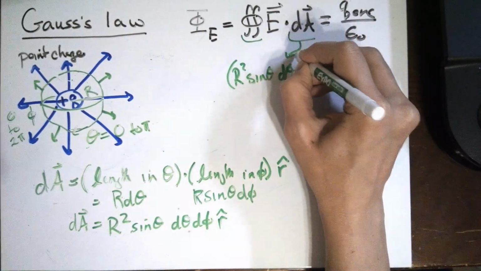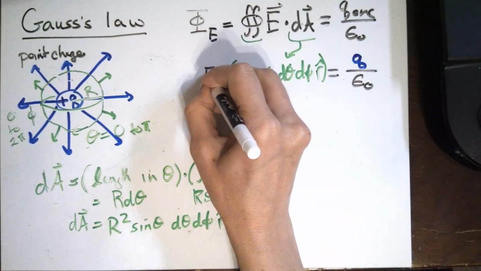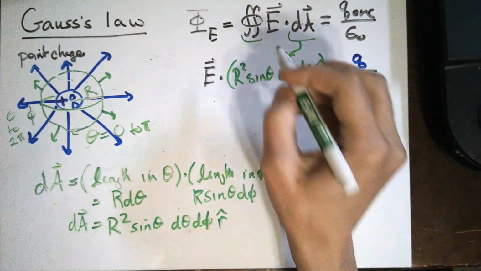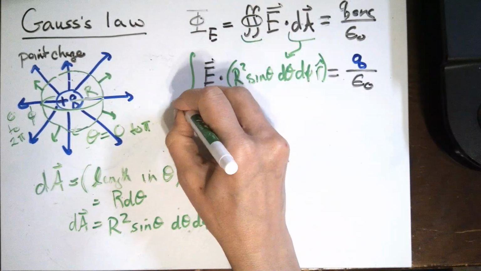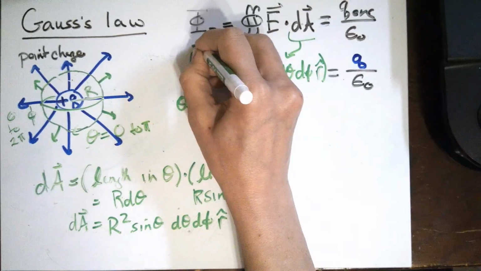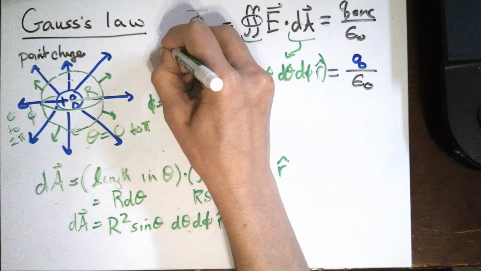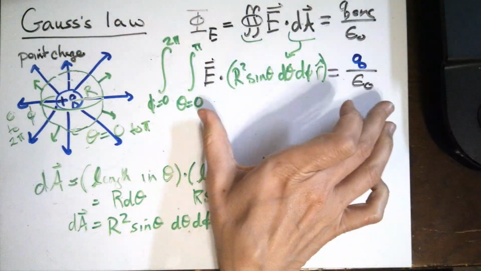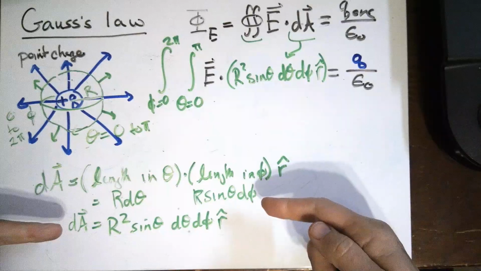All right, all of that is dA. E, we're pretending we don't know, so we're just going to leave it as E. And then the integration limits, those are going to be in theta 0 to pi, in phi 0 to 2 pi. And now we're ready to start trying to do this integral. But first, I'm going to clear this out so I have more space.